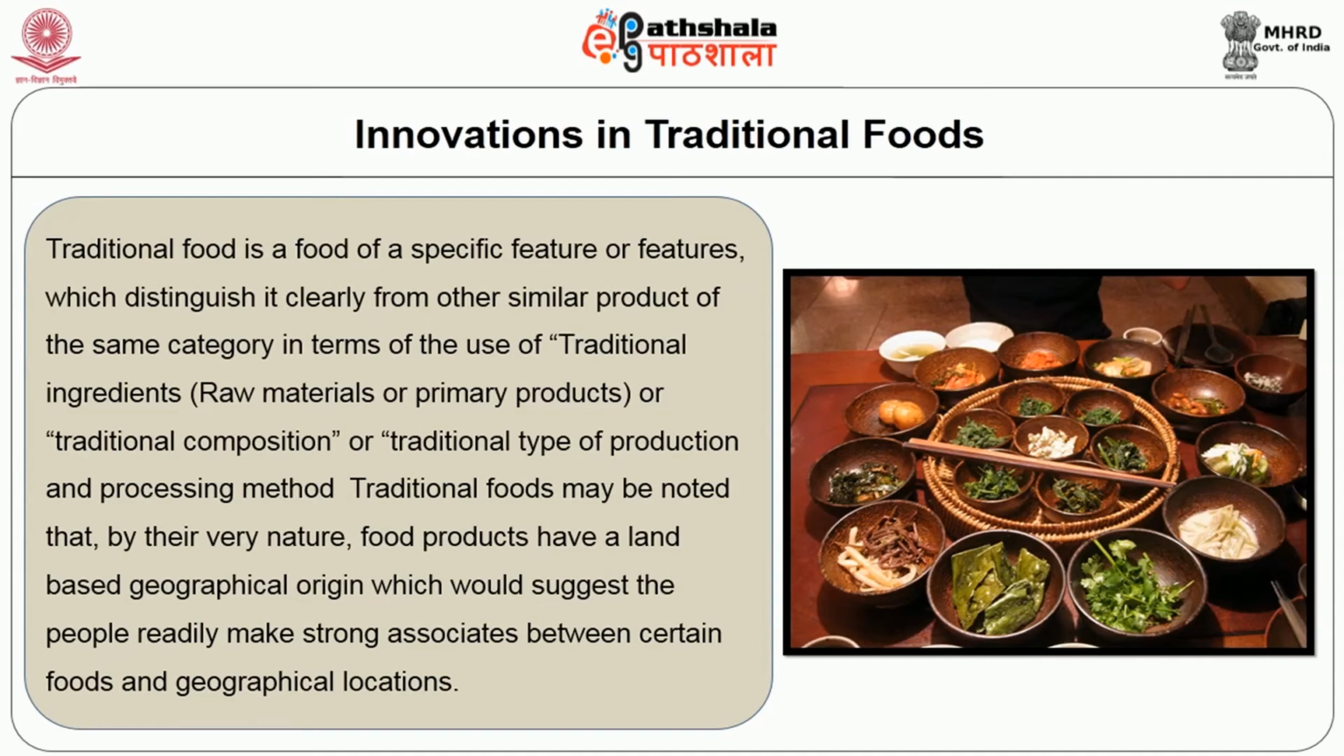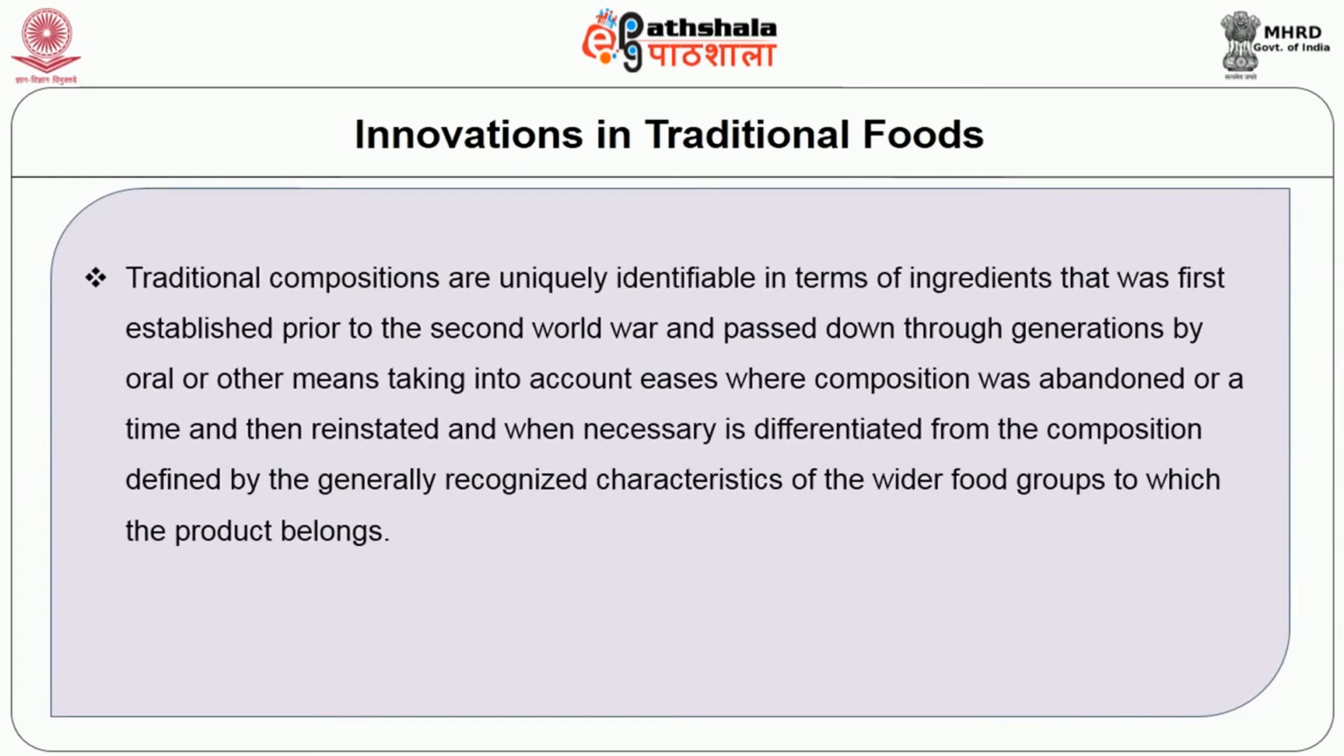It may be noted that by their very nature, food products have a land-based geographical origin, which would suggest that people readily make strong associations between certain foods and geographical locations. The traditional compositions are uniquely identifiable in terms of the ingredients that were first established prior to the Second World War and passed down through generations by either oral or other means, and are differentiated from the composition defined by the generally recognized characteristics of the wider food groups to which the product belongs.